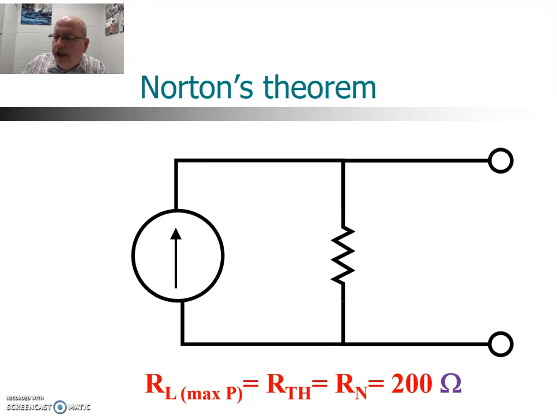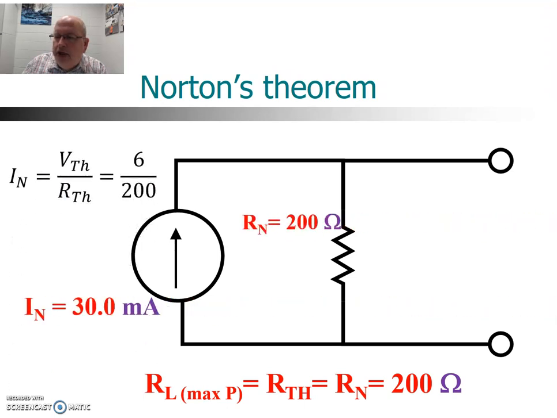So the Norton, again, the resistance values are the same, and the current, you just use Ohm's law, you get 30 milliamps. Okay, RL for maximum power, 200 ohms.